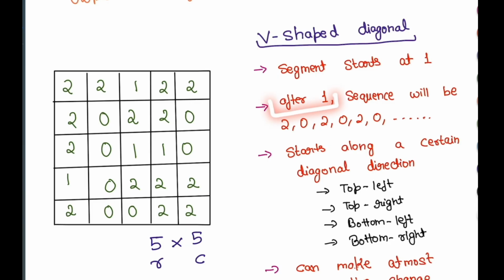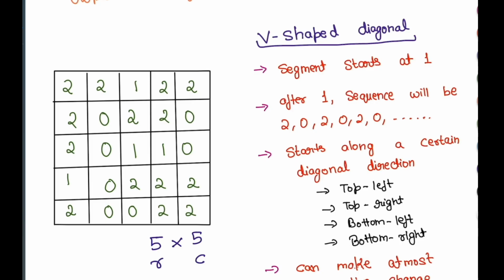After you have got a 1, the sequence will be 2 0 2 0 2 0 dot dot dot. It means the moment you get a 1, the next elements will be in the sequence of first 2, then 0, then 2, then 0, then 2, then 0, and this will continue till you can continue and create the longest V-shaped diagonal segment. So these are the first two conditions. There is another condition which is, basically you will start creating your segment when you get a 1.